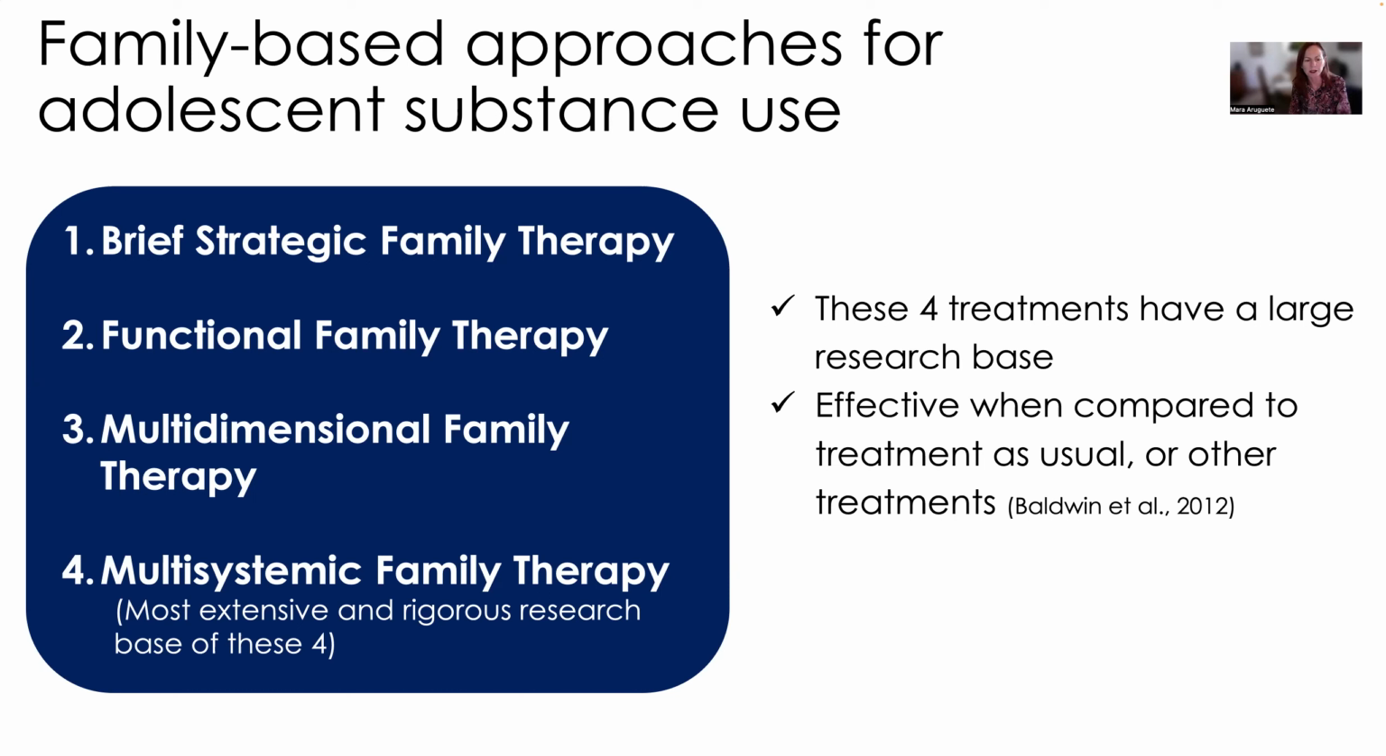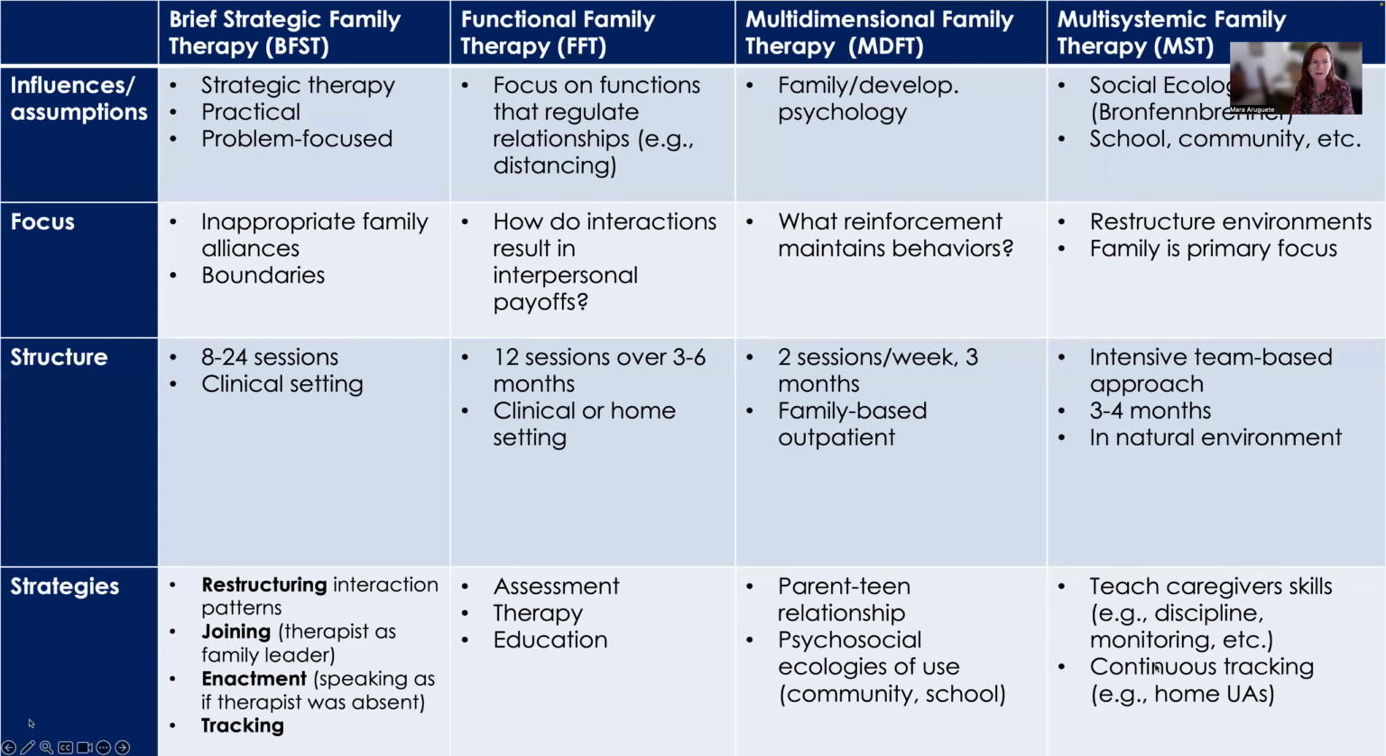Multisystemic family therapy, I'll say right now, is the most extensive and rigorous research base of all of those, because it's been around for quite a long time, but all of them have a great large research base. They are all very effective. They're effective when compared to treatment as usual or other treatments that they've been tested against. So all of these are very, very effective, and they've been used for quite some time.